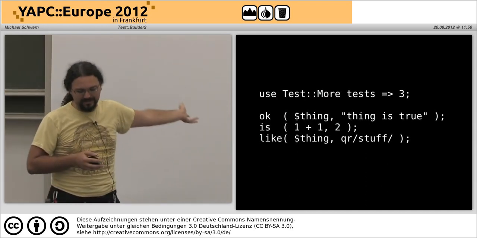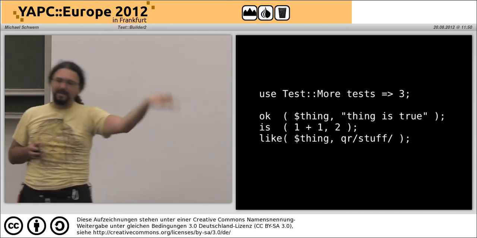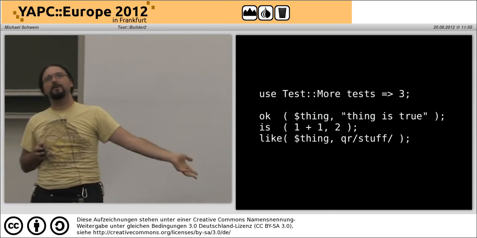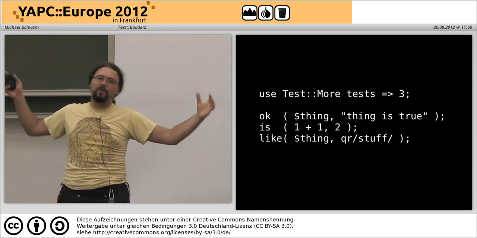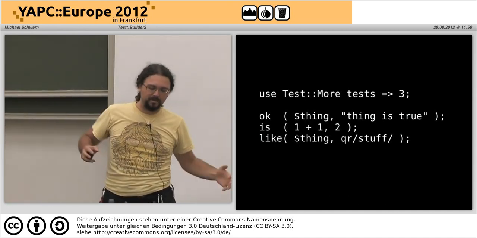They don't want just the generic stuff. They want, like, well, what if I'm testing a web page? What if I'm testing HTML? What if I'm testing XML? What if I'm testing a database? And they all wanted this in Test::More.